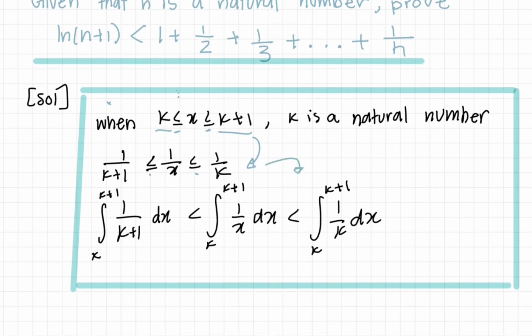Then this is also equal to this. So the integration from k to k plus 1 of 1 over k plus 1 dx is less than the integration from k to k plus 1 of 1 over x dx is less than the integration from k to k plus 1 of 1 over k dx. And you see that it's basically all in the same order. However, this equality sign from here has just vanished completely. That's because this inequality does not hold true for all the values of x, so we don't put the equality sign over here.